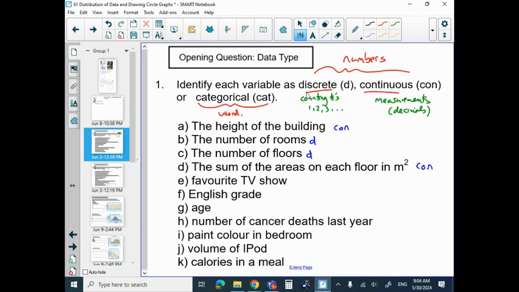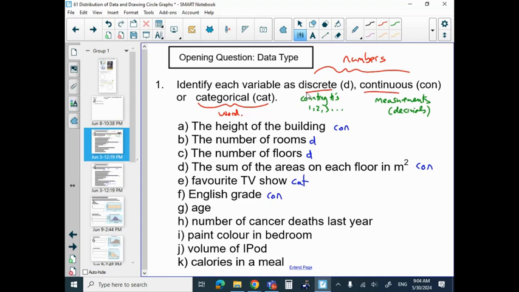Favorite TV show, that'd just be a word answer, whatever show you say, that'd be categorical. Grade in an English class, be 72.3% or whatever it is, so that's obviously sort of a measurement. So that would be continuous.